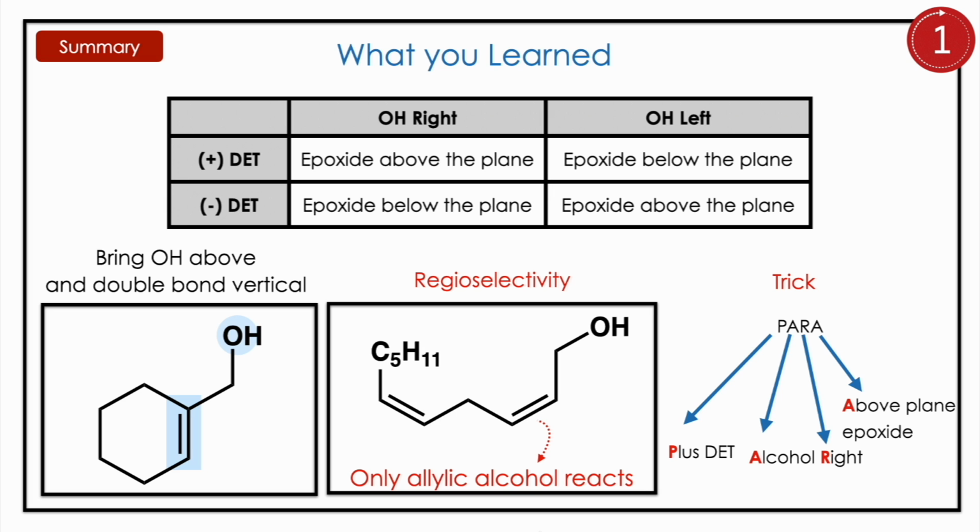The trick will be PARA: plus DET means alcohol right side, above the plane epoxide. The acronym is PARA. The remaining possibilities do the reverse. Then an important thing is to bring the OH above with the double bond in the vertical position. Then another important thing is that only the allylic alkene reacts, not the isolated alkene.